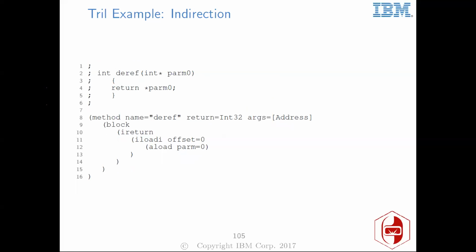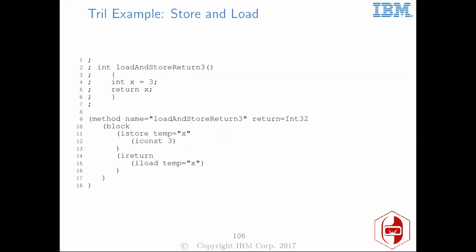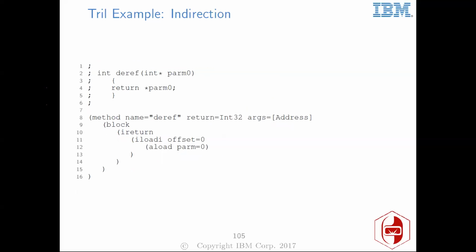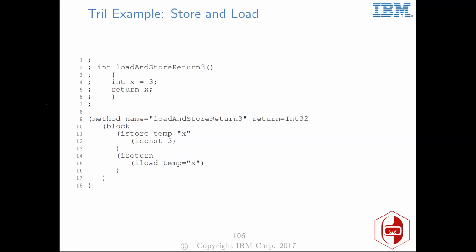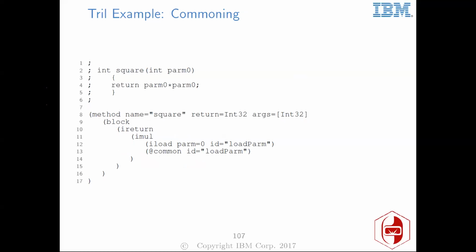Next, we can also, of course, do indirection. So if a method takes an address as argument, we can use an iLoad, specify an offset, and then the child node is, of course, the address that we want to load. We can also do stores and loads from temporaries using the temp syntax, different from the param syntax we used for loading and potentially also storing to parameters.